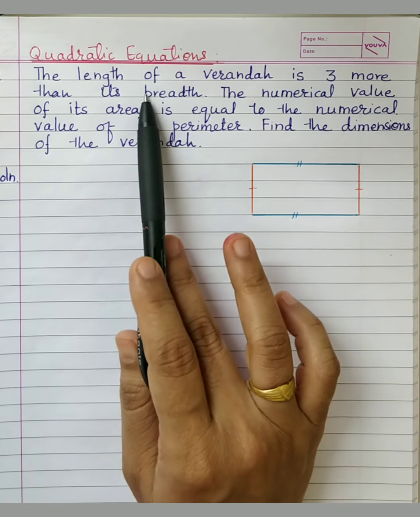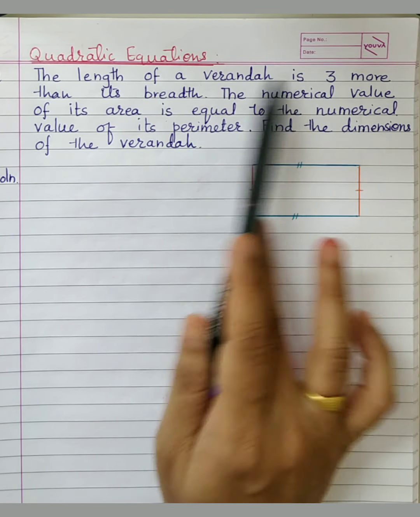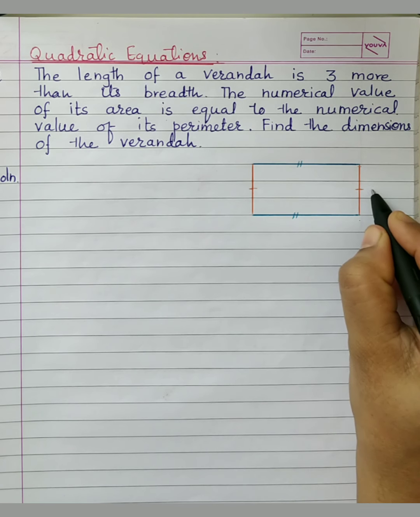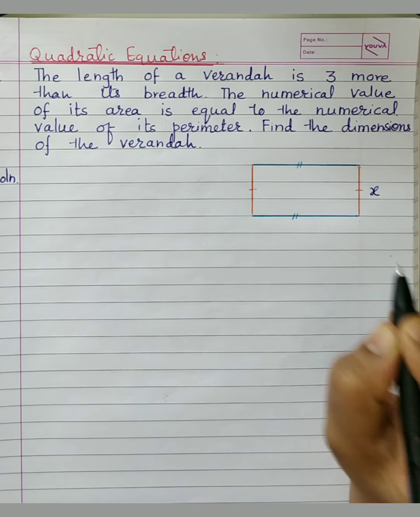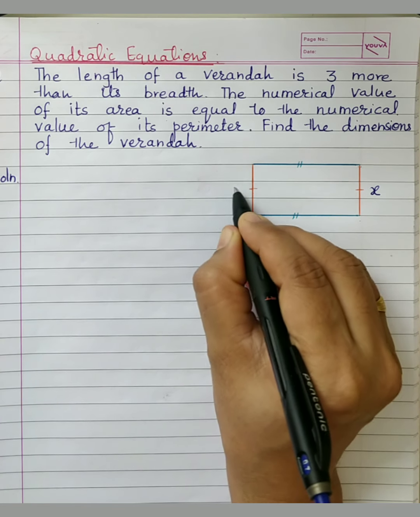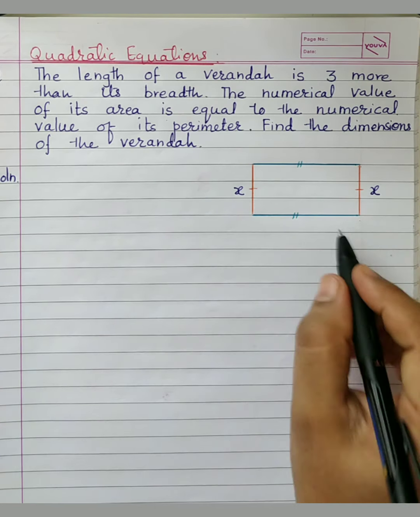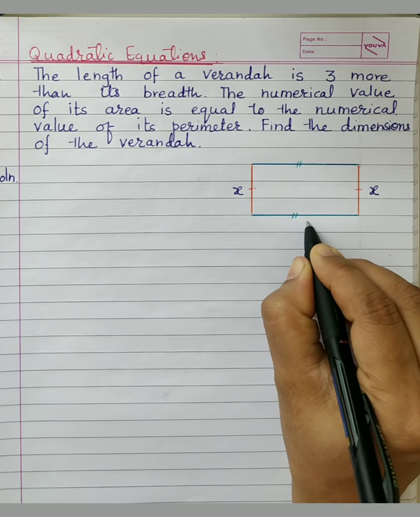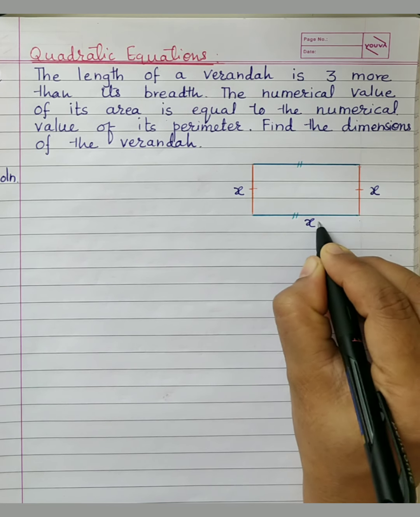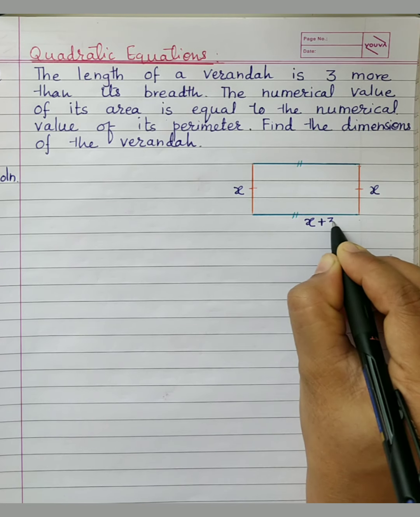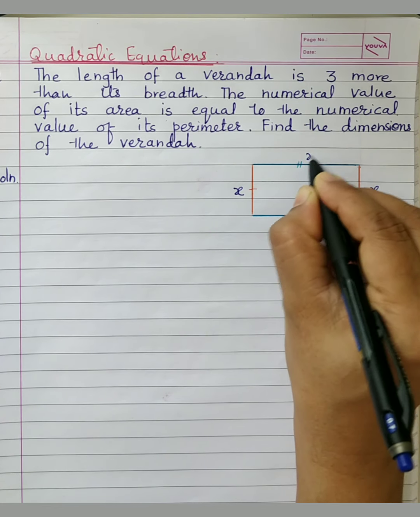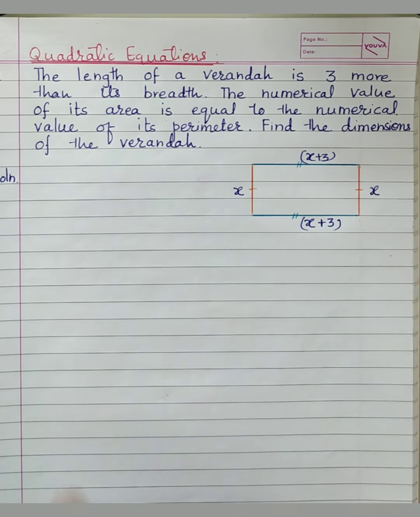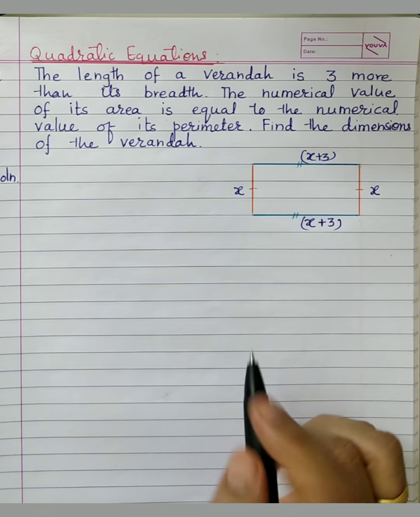Let's go now step by step. Length is 3 more than its breadth. So if I assume this breadth to be x, this side will also be x, though we are not going to use this, but for your knowledge. And what will be the length? Length will be 3 more. Framing the part is also important. More gives you addition: x plus 3, also x plus 3. So this is the basic structure of our rectangular veranda.